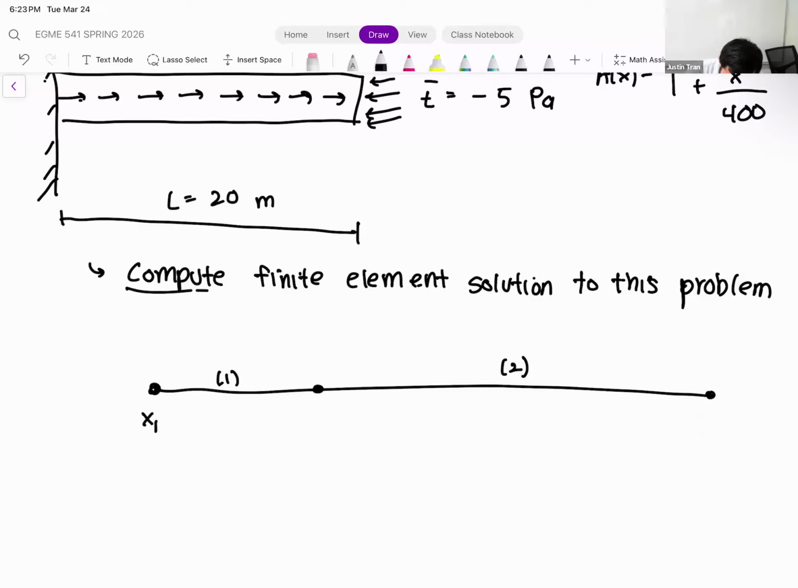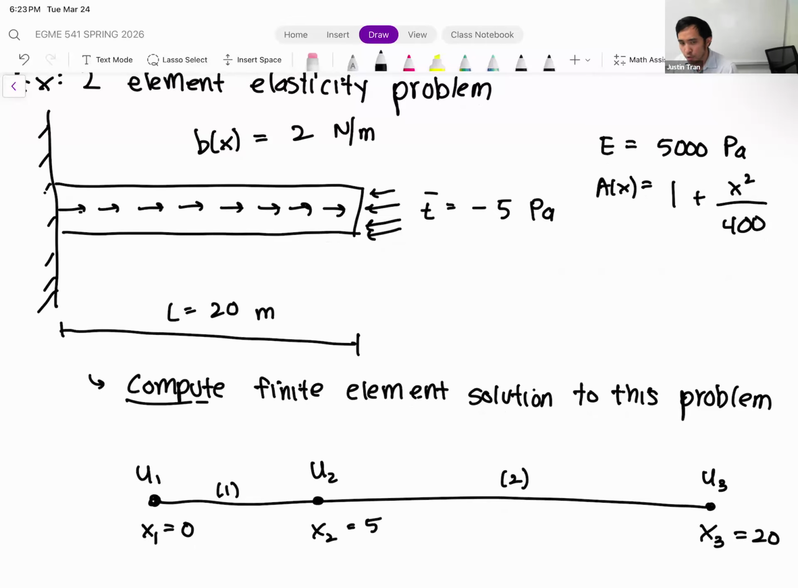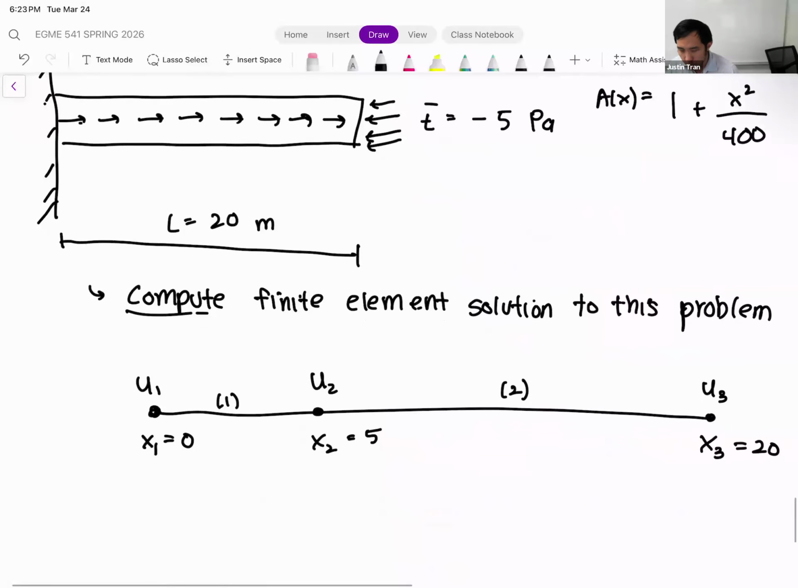We have our 3 nodes in this case, x1, x2, x3. x1 in this case is going to be 0, x2 is going to be 5, and x3, at the end of the bar, is going to be 20. Each of those nodes has its own corresponding nodal values, U1, U2, and U3. So that's the setup for the problem. We're going to run through the same process twice, computing element stiffness matrices and element forcing vectors. We'll do that first for element 1, that goes from 0 to 5, and then again for element 2, which goes from 5 to 20.